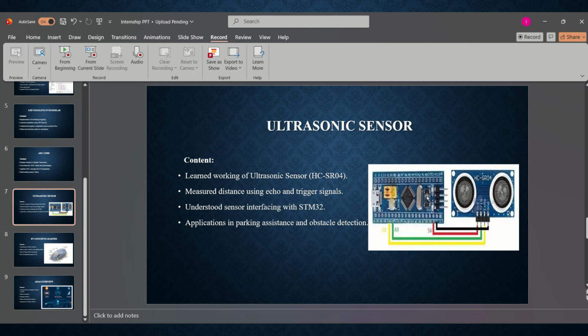The echo pin measures the time taken for the wave to return. Using this time, the microcontroller calculates the distance. During the internship, I interfaced the ultrasonic sensor with STM32. I learned how to measure the distance between the sensor and an obstacle. This sensor is widely used in parking assistance, obstacle detection, robot navigation, automatic braking system. It is one of the important sensors in ADAS.